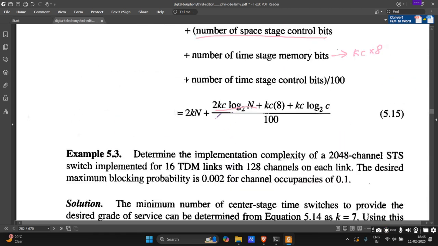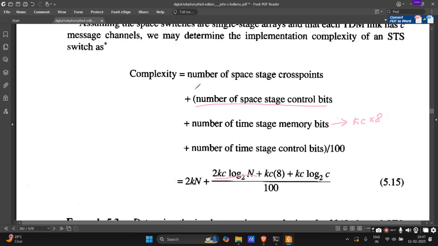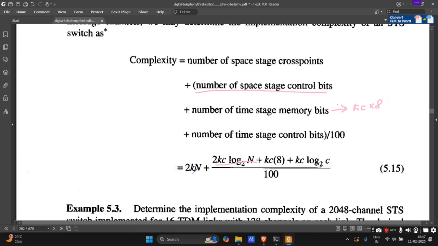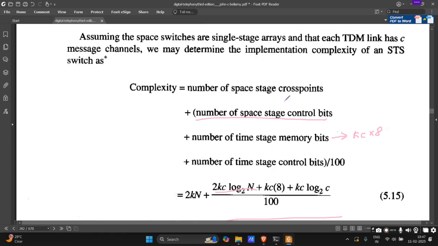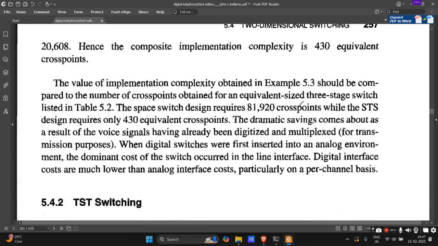So it is KC log N, 2 KC log N for the 2 space switches, plus KC8, which is the time stage memory bits, and time stage control bits is KC log C. So you divide that by 100 and you have number of space stage cross points as 2kn. So this will be the complexity. This is the number of equivalent cross points. And we will solve a problem on this in the assignment.